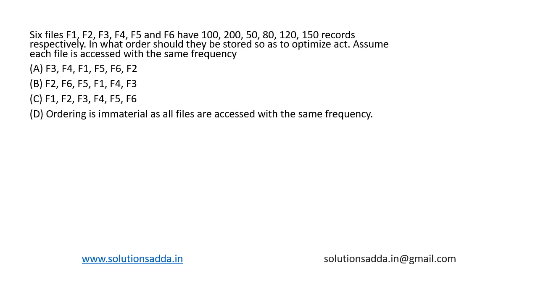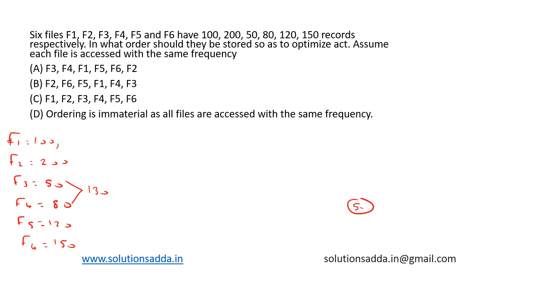We are already given F1 is equal to 100, F2 is equal to 200, F3 50, F4 80, F5 120 and F6 150. So let's take the lowest 2 frequencies and merge them. Let's write it down, 50 and 80. This is F3, this is F4. Merging this, we will get 130.